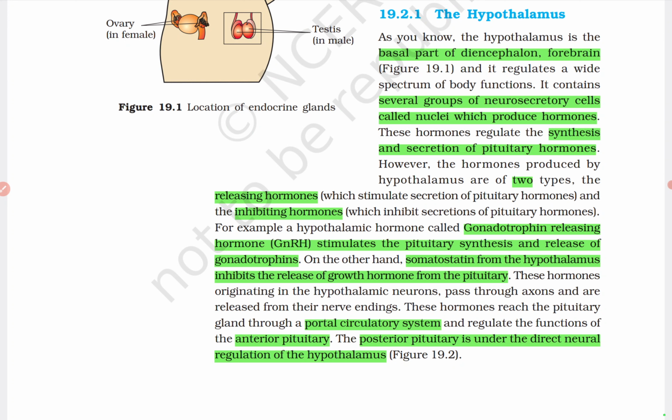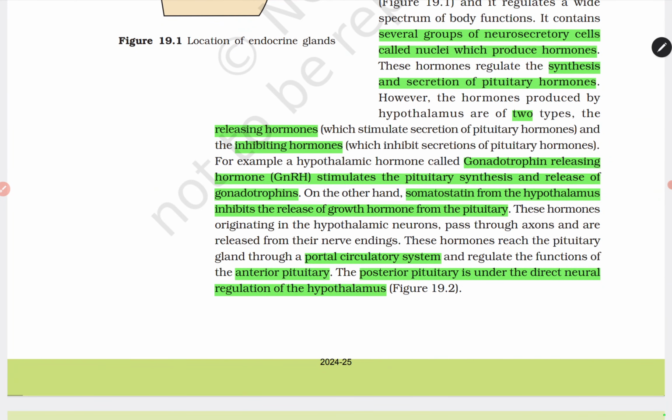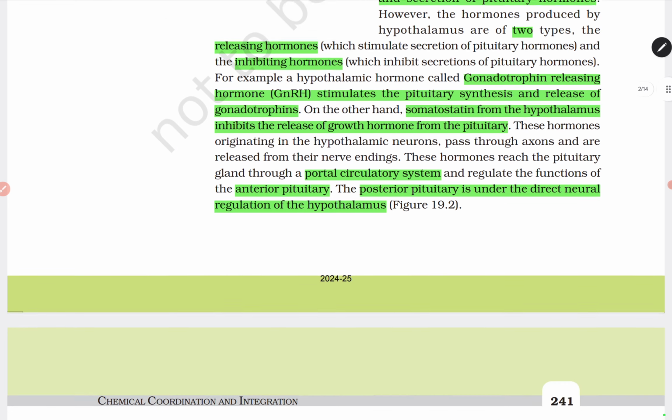Example, hypothalamic hormones called gonadotropin releasing hormone GnRH that stimulates the pituitary synthesis and release of gonadotropins. On the other hand, somatostatin from the hypothalamus is an inhibiting hormone that inhibits the release of growth hormones from the pituitary. And the portal circulatory system regulates the function of anterior pituitary, and posterior pituitary is under the direct neural regulation of the hypothalamus.